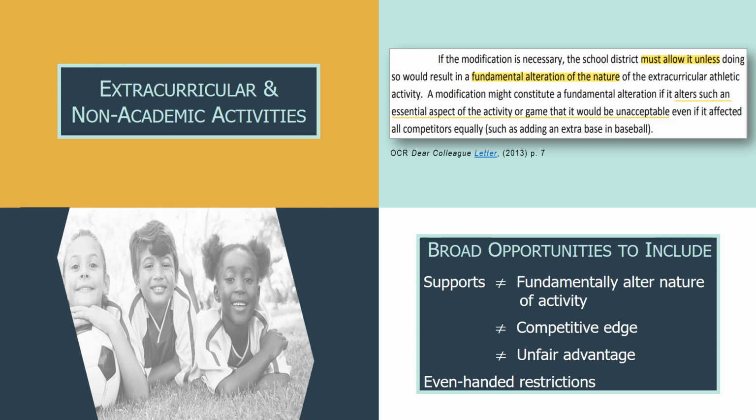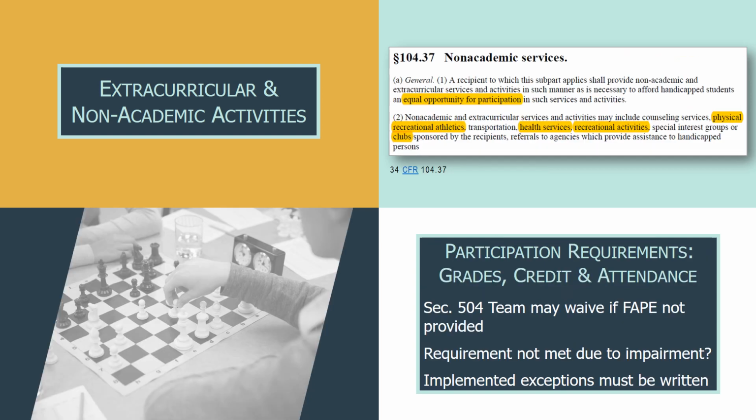Superintendents and principals should encourage athletic directors, coaches, and physical education teachers to be familiar with varying athletic accommodations to ensure access to this portion of the school's program. Regarding if there are grades, credit, attendance, or behavior requirements for participation in extracurricular activities, if a student served under Section 504 did not meet the requirements due to the fault of the school system not providing a free and appropriate public education, they may be due a waiver of those requirements.